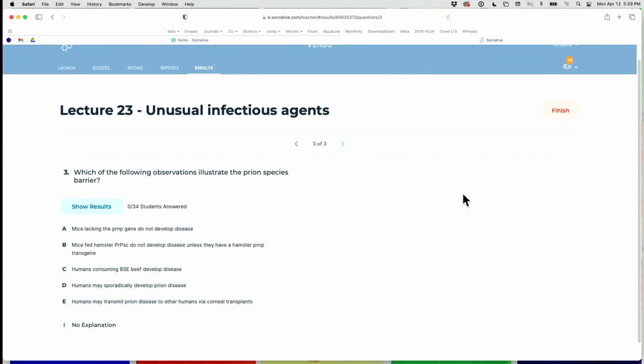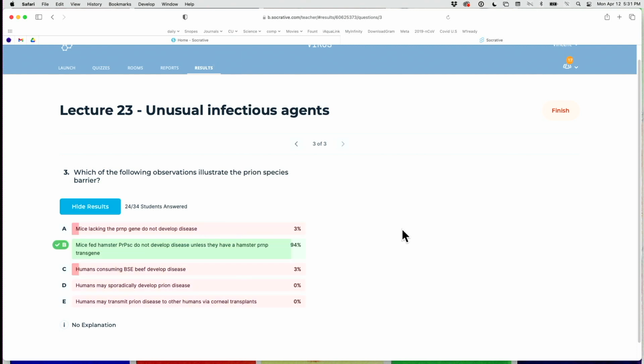Which of the following observations illustrate the prion species barrier? Mice lacking the PRNP gene do not develop disease. Mice fed hamster PrPSc do not develop disease unless they have a hamster PRNP transgene. Humans consuming BSE beef develop disease. Humans may sporadically develop prion disease. Humans may transmit prion disease to other humans via corneal transplant.